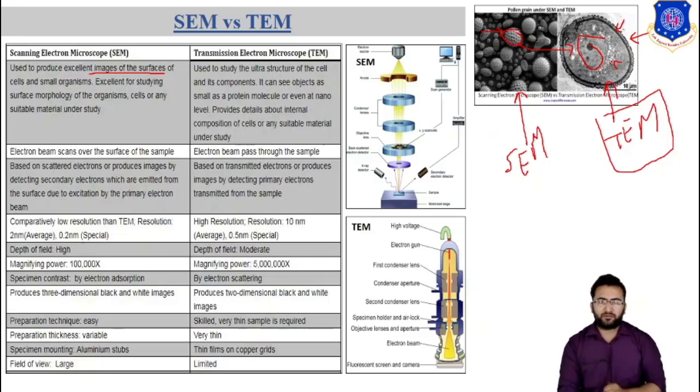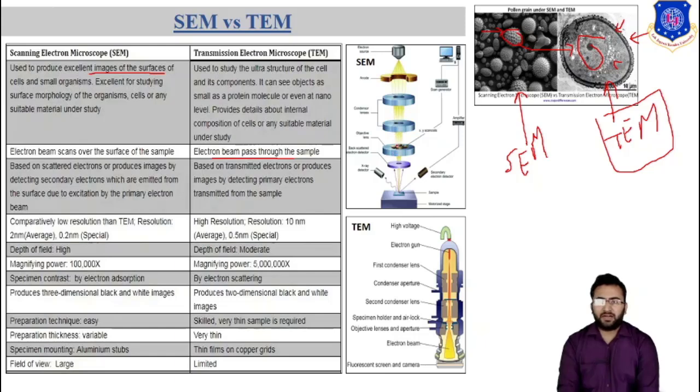If we want to understand only surface morphology, we go through the SEM. But if we want to understand the detailed structure of the membrane, the various components, and what happens inside the membrane, then we have to go for the TEM, or transmission electron microscopy. In SEM, the electron beam scans over the surface of the sample, whereas in TEM the electron beam passes through the sample.